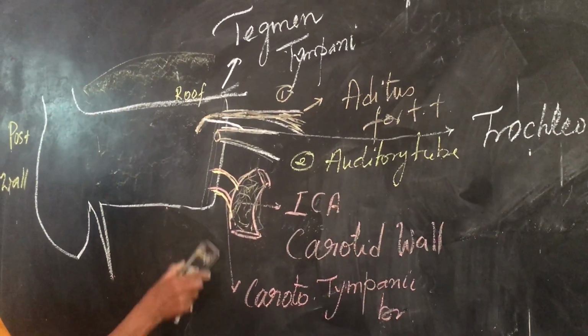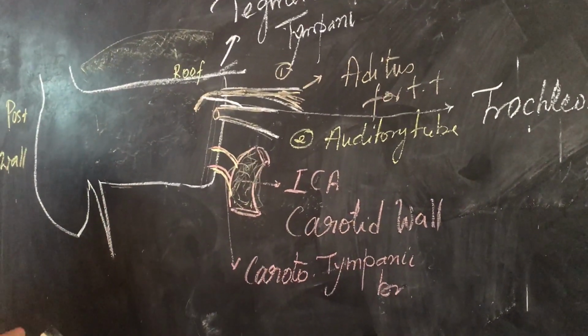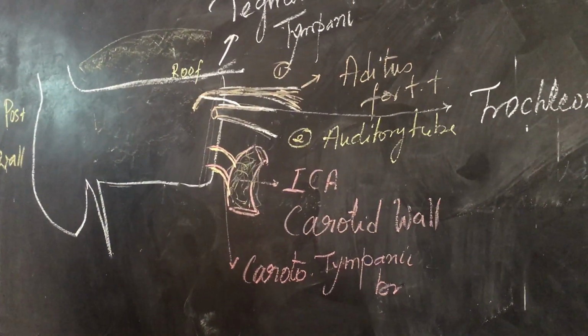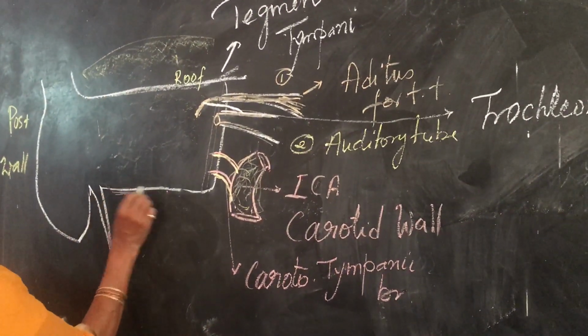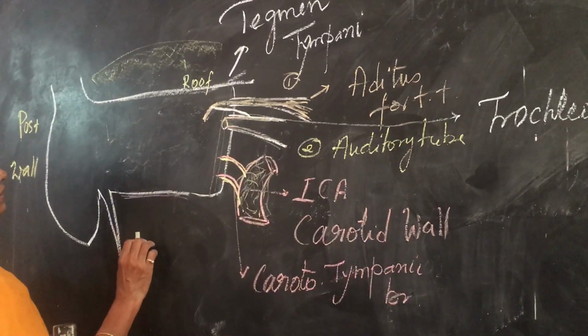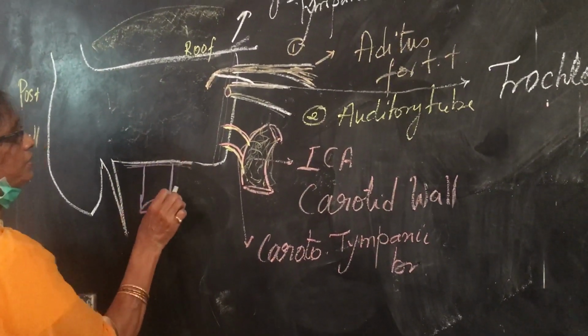Coming to the floor of the tympanic cavity, the floor is formed by the jugular fossa, and the important content is the internal jugular vein.